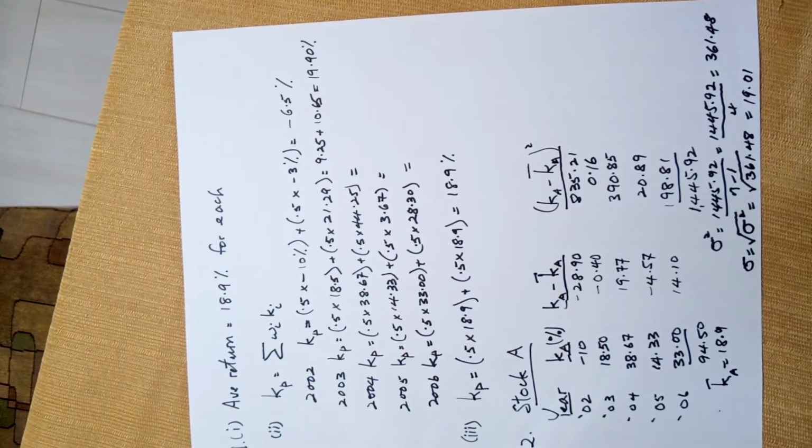Now, this question asks us to do a lot of sub-questions, and I hope you read the question carefully and see them. The average return for each stock, which is the first thing it asks us to do, is very easy. We simply add up the values given for A and divide by 5. And we do the same for B. It's a very simple average. And we get the same amount, 18.9%, for each of them.